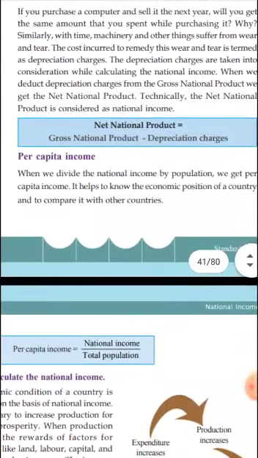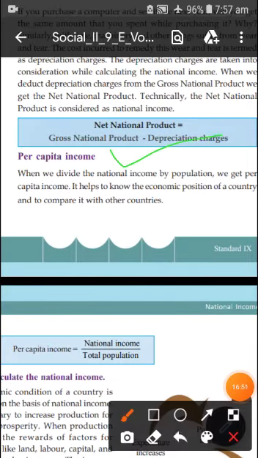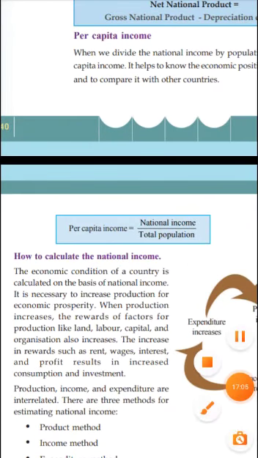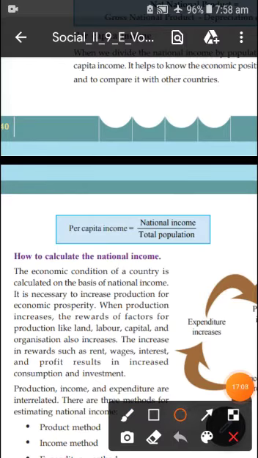Next one is per capita income. We get per capita income, the total income per head, how much an individual person gets. Definition given. Very important: per capita income is equal to national income divided by total population. At that time, each person will get his share of income, or per head how much will come. So that is per capita income.